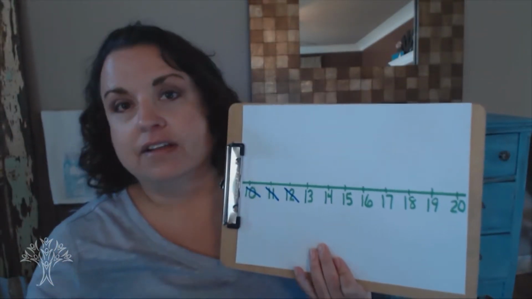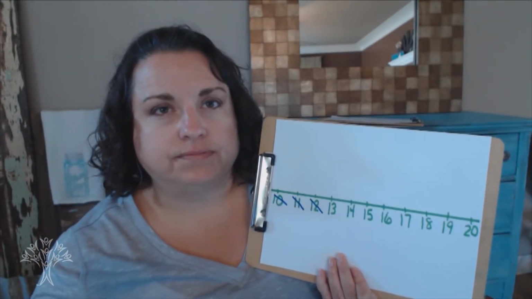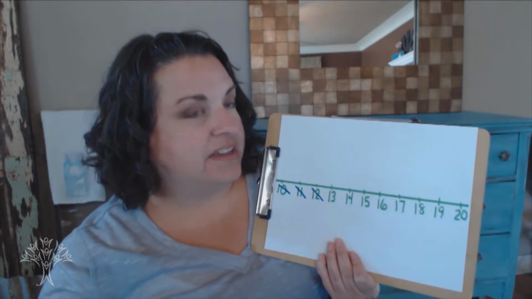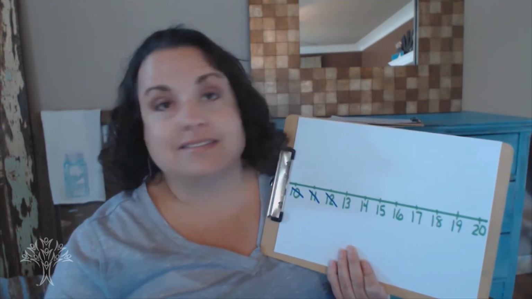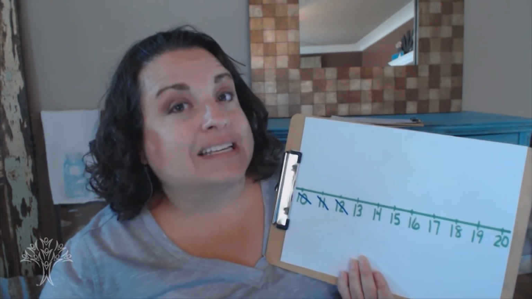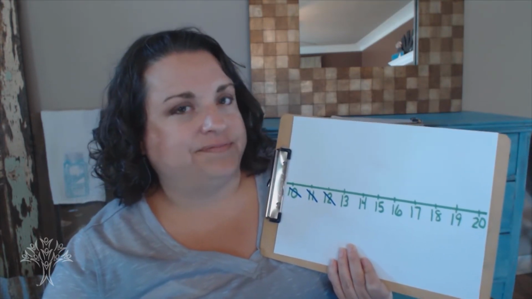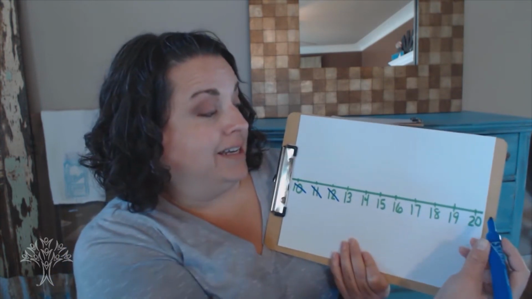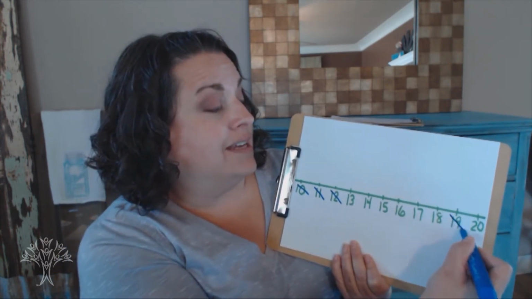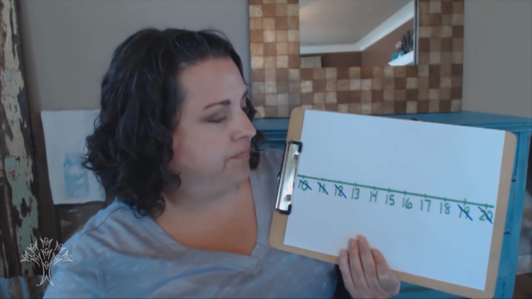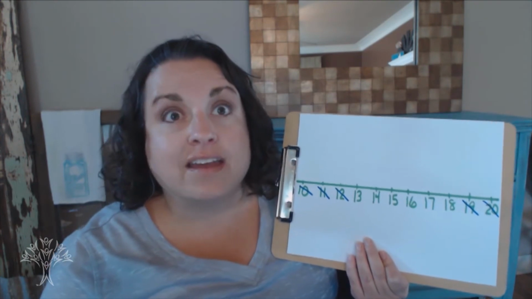Let's hear another guess. I heard somebody guess 19. I'm going to tell you that my number is not equal to 19. My number is less than 19. So what numbers can I cross off my number line? Well, I said my number was less than 19. So I can cross off 19, and I can also cross off 20 because 20 is greater than 19. All right, let's hear another guess.